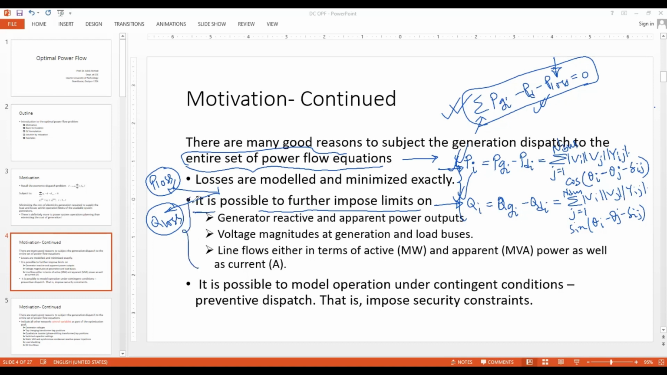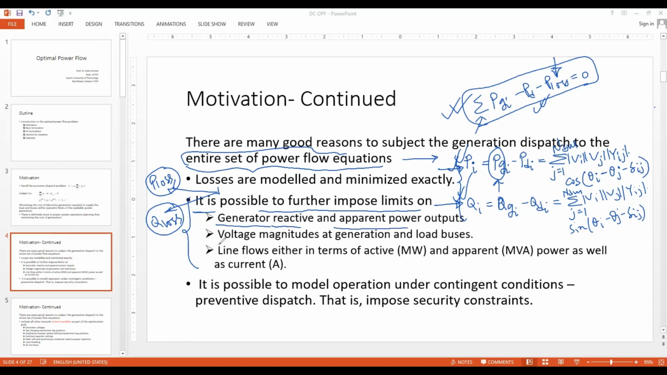So all these statements are with respect to the conventional ELD. In the ELD, we are imposing limits only on PIs, only on the PGIs. This is our main concern in conventional ELD. Besides that, we may also want to set limits in our solution, set limits for the reactive power, generated reactive power, or the apparent power outputs.